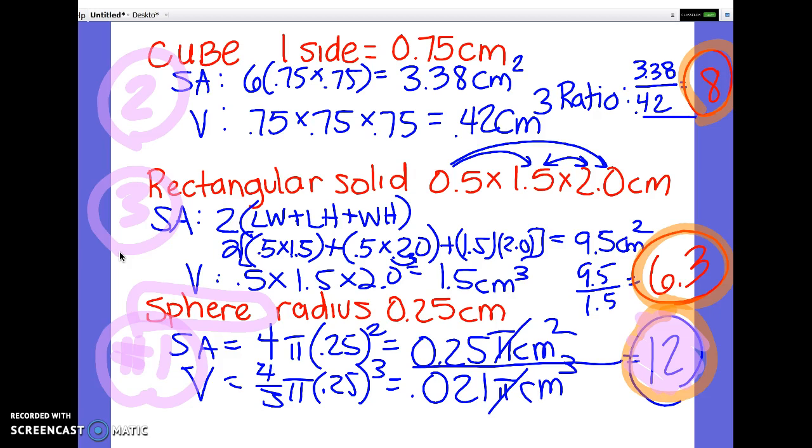Last quick comment, and then we're going to move on to metrics. I did mention to you that there are actually shortcuts for the ratio for the cube and the sphere.